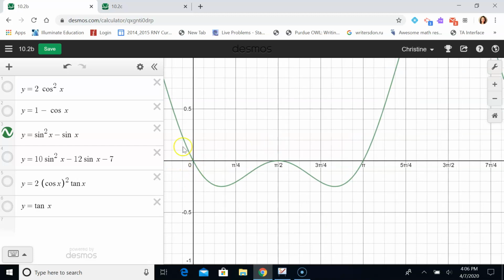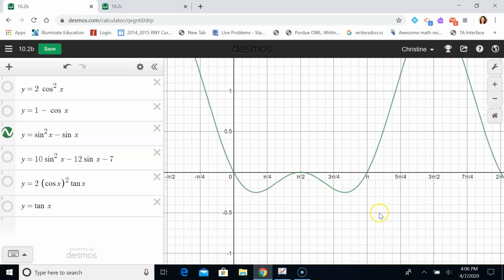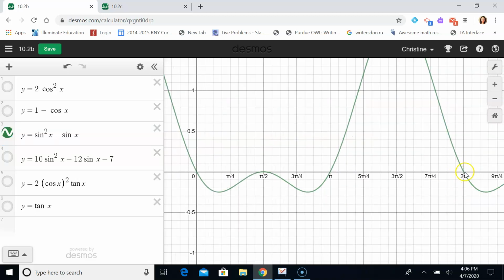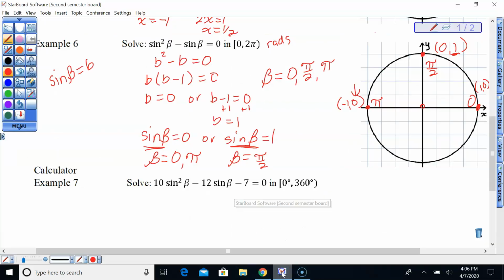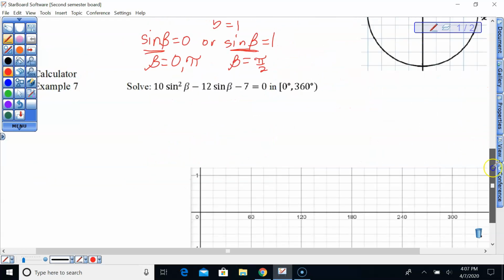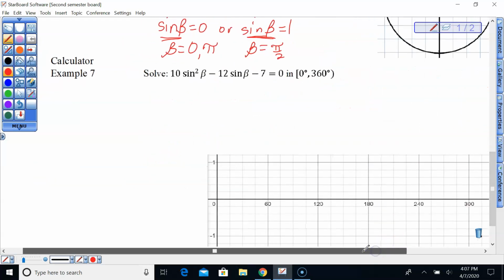Okay, so our zeros this time, because we're looking for our zeros, there's 0, there's pi over 2, and there's pi. And we'll zoom out just a little bit here. So you can see that it's also at 2 pi, but remember that 2 pi is not in the interval. We can only approach 2 pi. Okay, so there's your solutions for that. Okay, let's take a look at this next one. And you'll notice that I have it called the calculator example, and I have it like that for a reason.